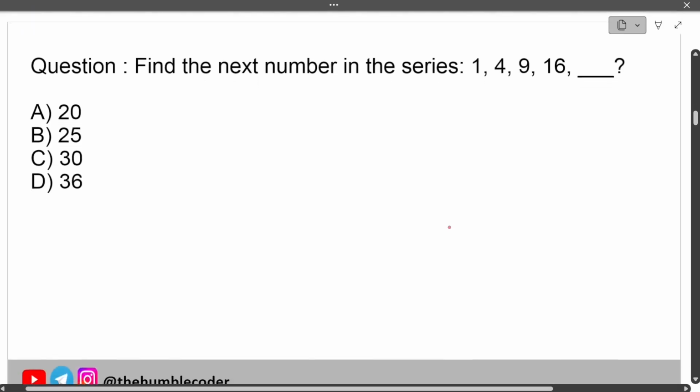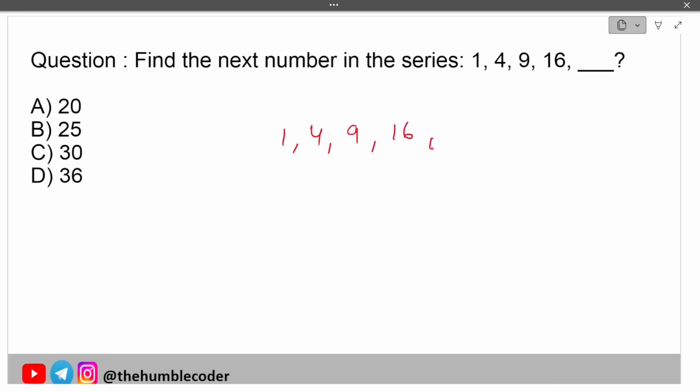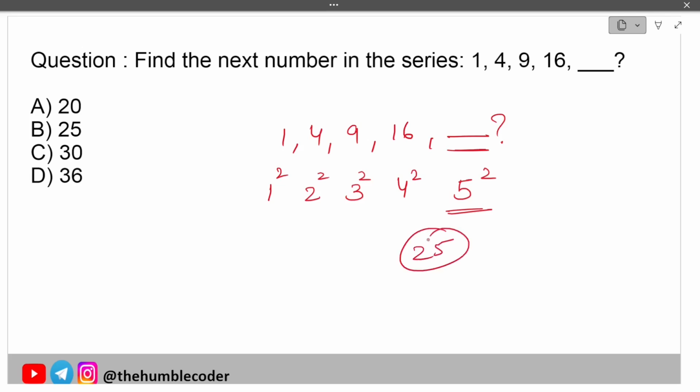We have a number series and we have to find out what will come next. So let's take this series 1, 4, 9, 16. We have to find out what will come here. Let's try to understand the pattern here. First of all, if you see, the first one is 1 square, the second one is 2 square, the third one is 3 square, the fourth is 4 square. So what will come next is 5 square, which is going to be 25. The correct answer is going to be option B, that is 25.